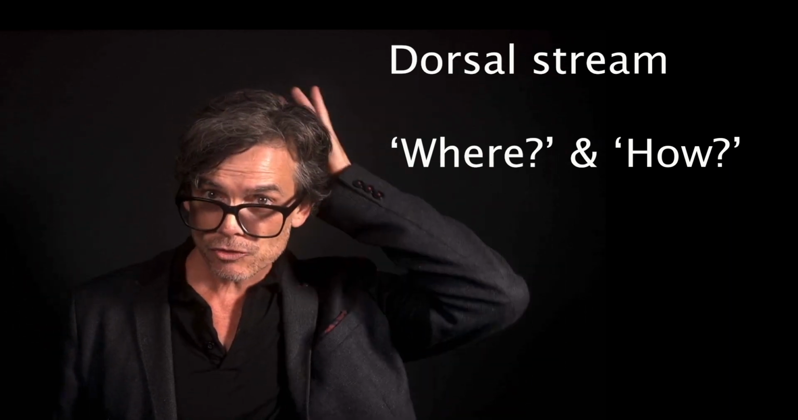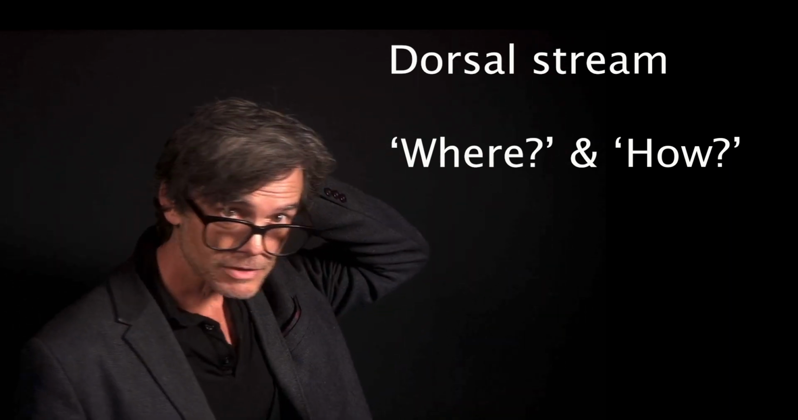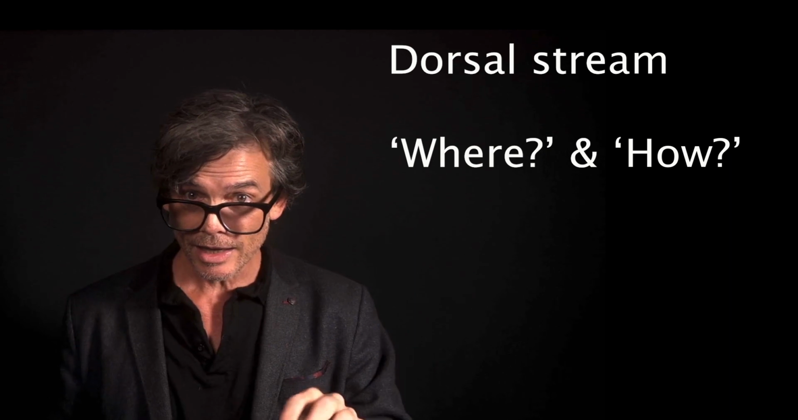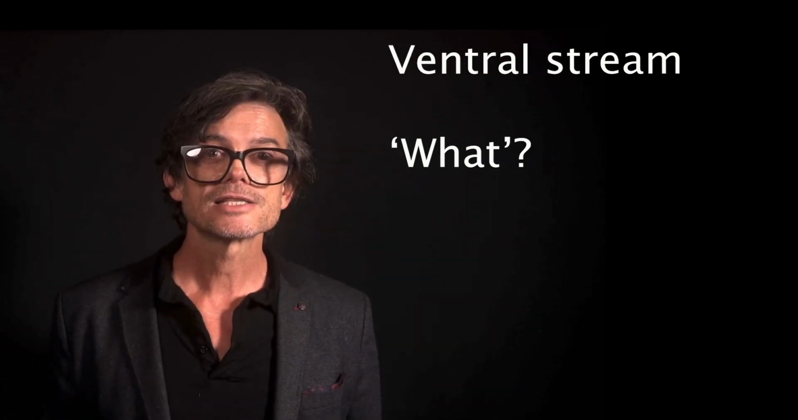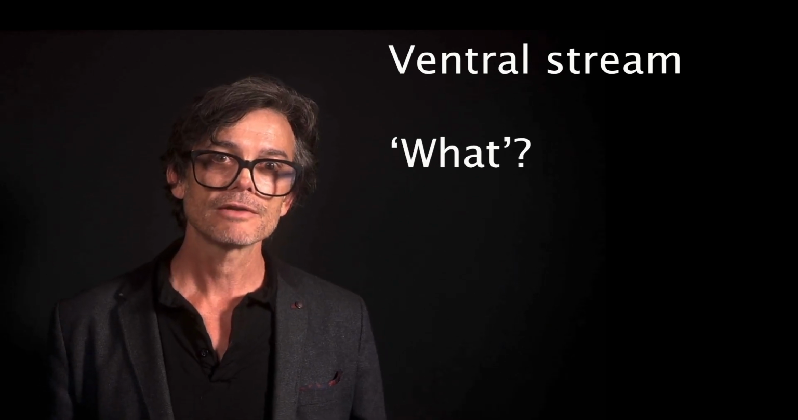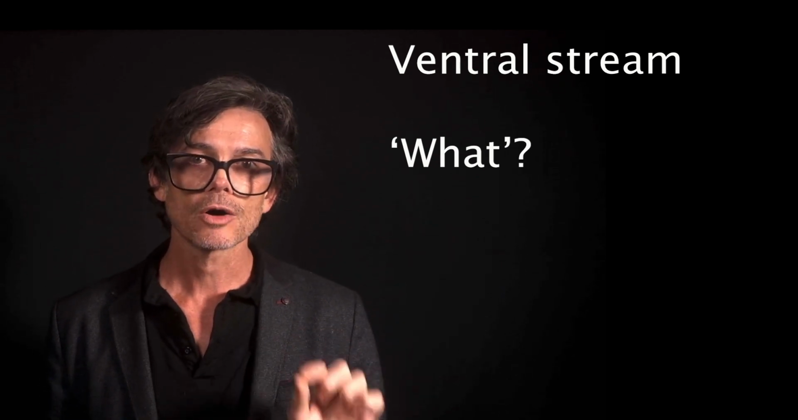In other words, whereas damage to the dorsal stream leads to behavioural problems involving where objects are and how to interact with them, damage to the ventral stream leads to perceptual difficulties involving visual analysis of what objects are.